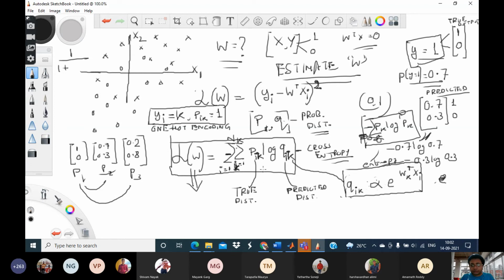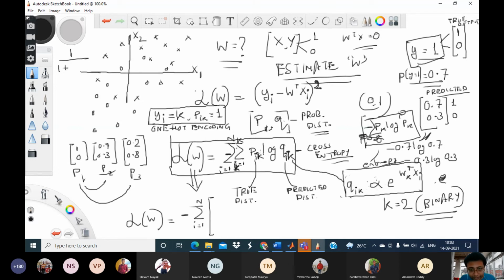Right. So now if I just go back to the simple case of k equal to 2, that is binary classification, then you can try to figure out what this loss function reduces to. In that case, the loss function reduces to, we take it over all the data points equal to 1 through n.